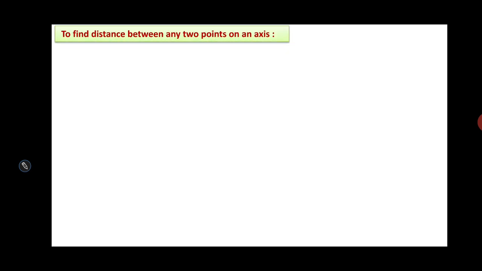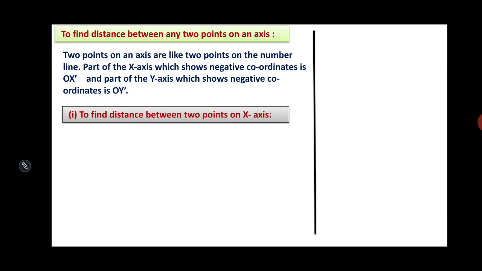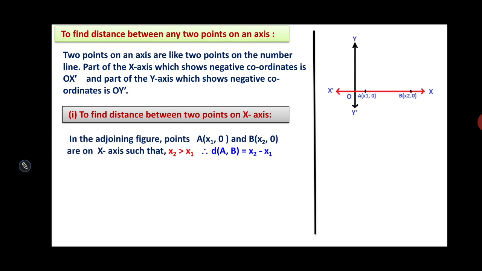Friends, to find the distance between any two points on an axis, now two points on an axis are like two points on the number line. Part of the x-axis which shows negative coordinates is OX dash, and part of the y-axis which shows the negative coordinates is OY dash. To find the distance between two points on the x-axis, you can see with red color it is shown. In the adjoining figure, points A and B, that is A has coordinate (x1, 0) and B has coordinate (x2, 0), are on the x-axis such that x2 is greater than x1. Distance between point A and B is x2 minus x1.